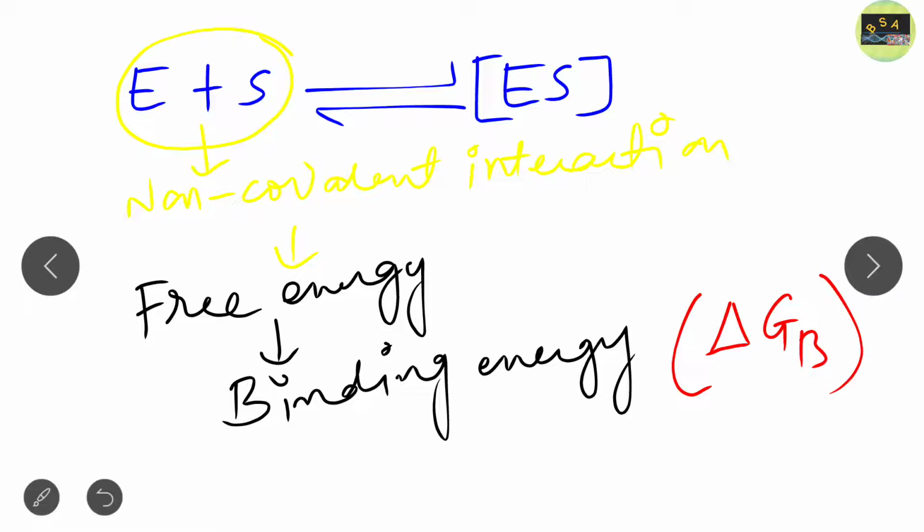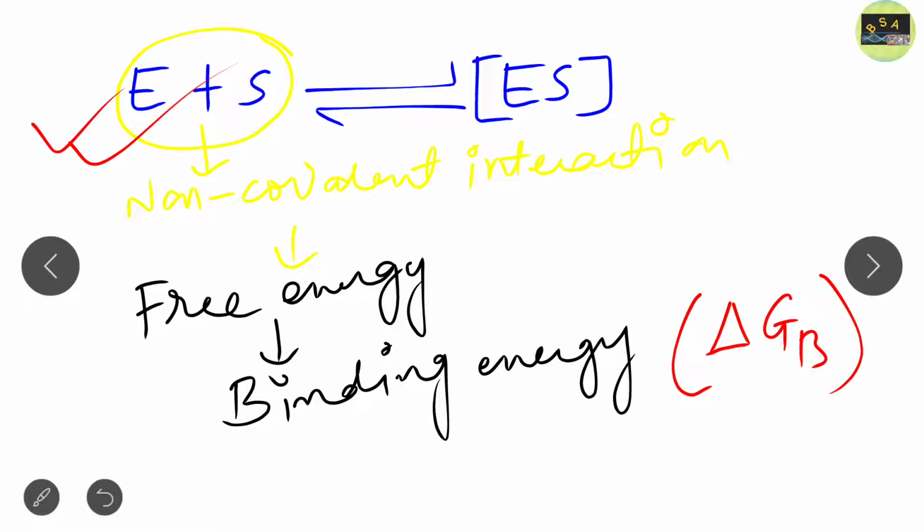I hope now you get my point. So if I define binding energy, what will be the definition? Just note it down. Binding energy is the energy that is derived from enzyme-substrate interaction. So it is a form of energy that is derived from enzyme-substrate interaction.